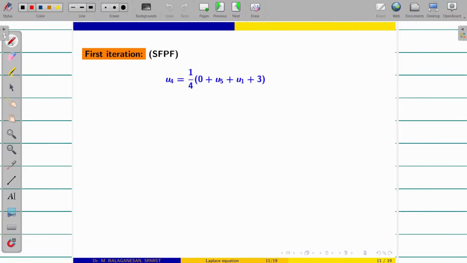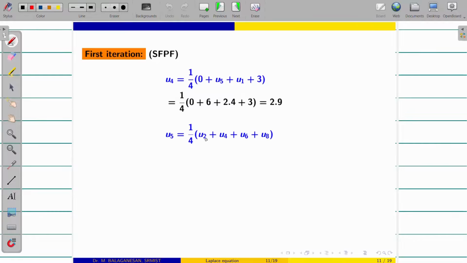Similarly, we have to proceed, guys, for u4, u5, and all. u5 we don't have, so we take it from the old iteration. Whatever values we found in the first iteration, if it is new, take the new values. If we don't have any new values, take the old iteration values. That is the simple logic here. So the u1 new value we can take here. So the answer will be 2.9.